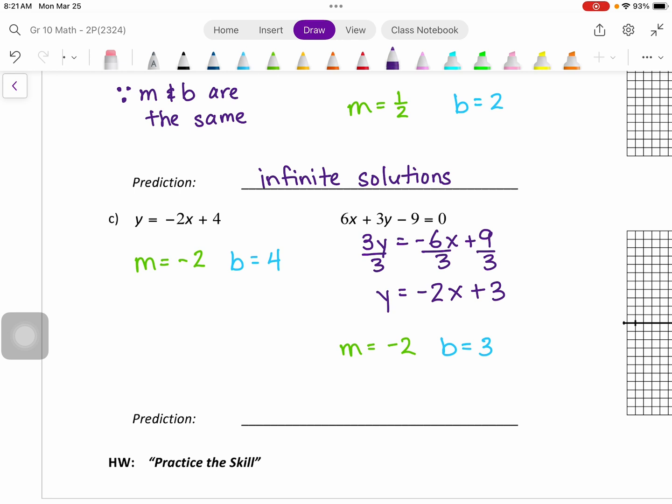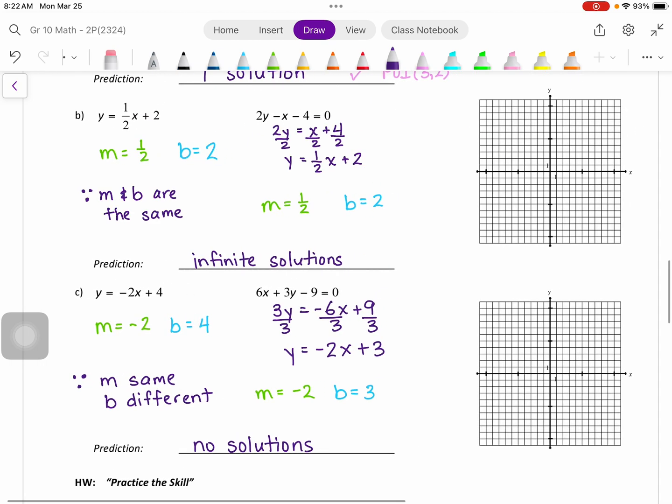So here my slopes are the same. So slopes are the same, but y-intercepts are different. That means they have a different starting point, but the exact same rate of change. So they're going to run parallel to one another and never touch. So my prediction is that for this question, or this linear system, there are no solutions. So once again, for these two questions, you can now plot these two linear relations for each question, and then see if our prediction of infinite solutions here and no solutions here is correct.